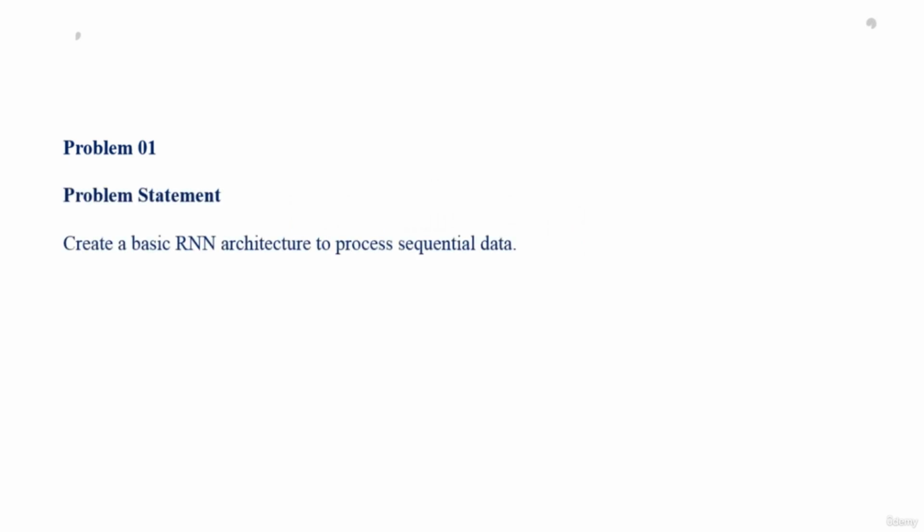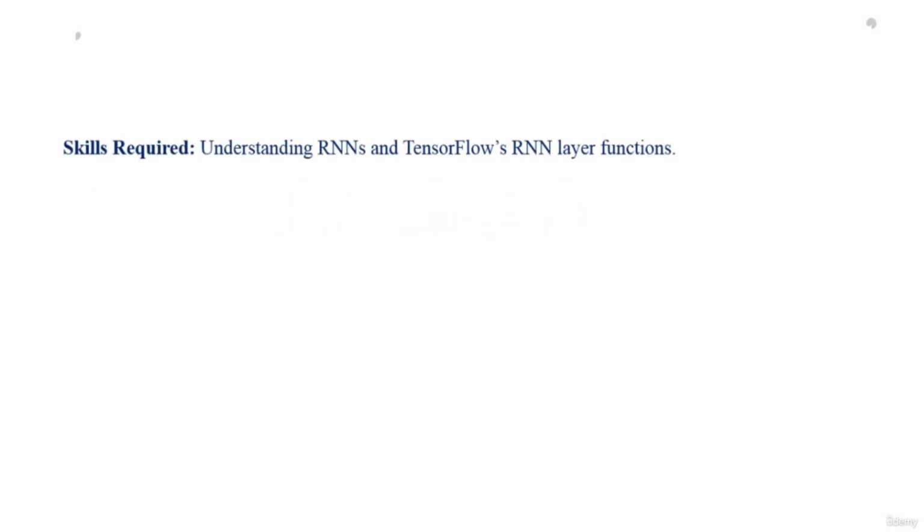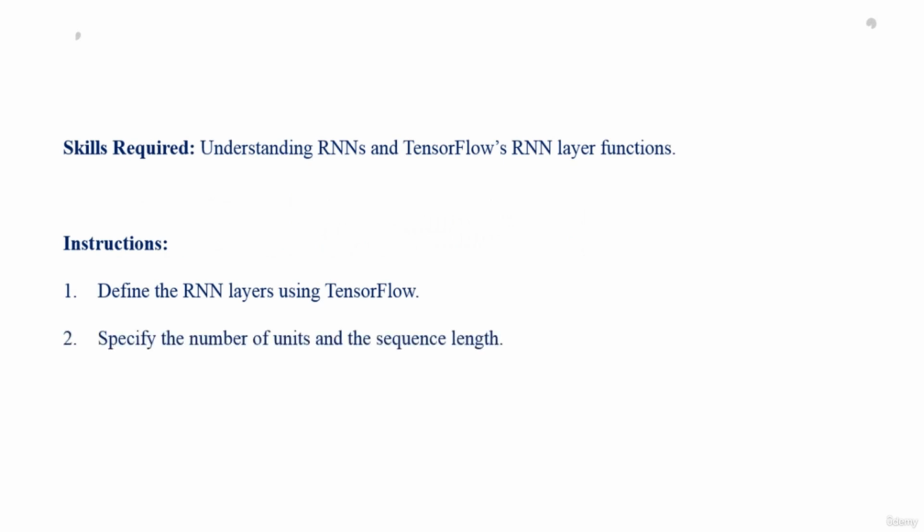Section 07. Problem 01. Problem statement: create a basic RNN architecture to process sequential data. Skills required: understanding RNNs and TensorFlow's RNN layer functions. Instructions: define the RNN layers using TensorFlow. Specify the number of units and the sequence length.